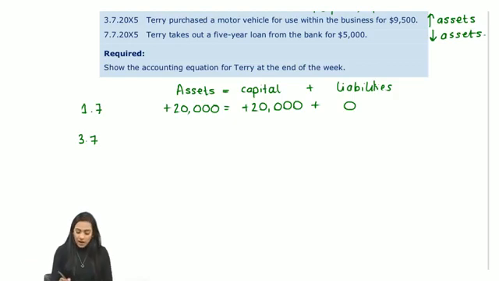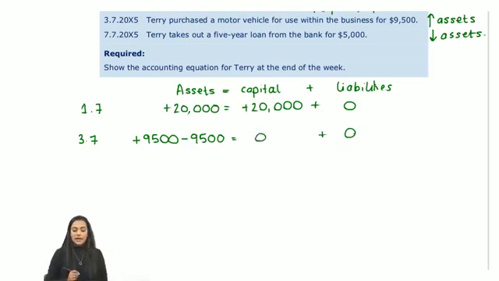So on the 3rd of July, assets goes up by $9,500 because you now have a car, but then your bank account balance will go down. So nothing happens to capital and nothing happens to liability. You can see the left-hand side and the right-hand side are equal.